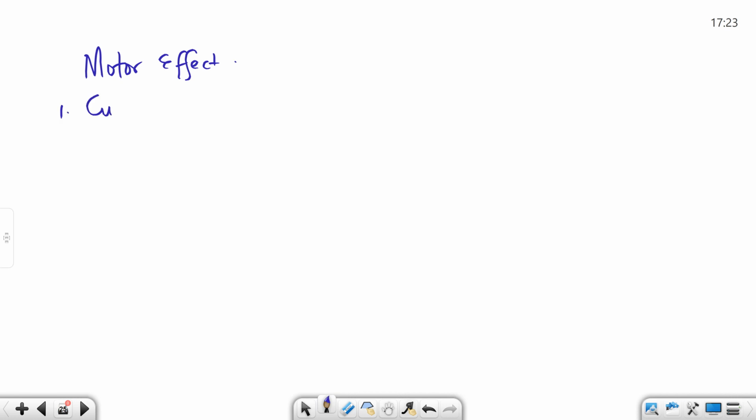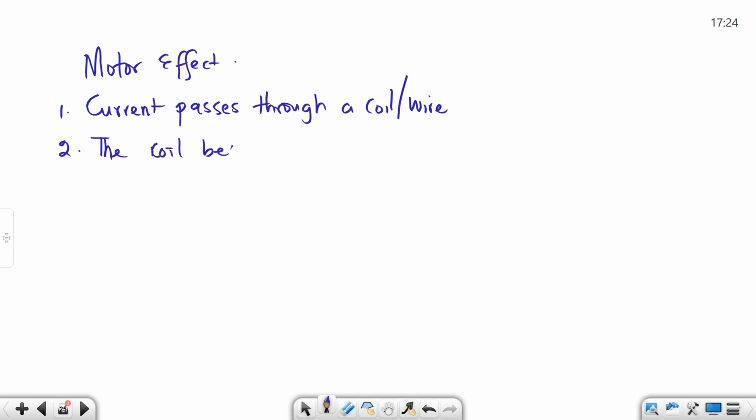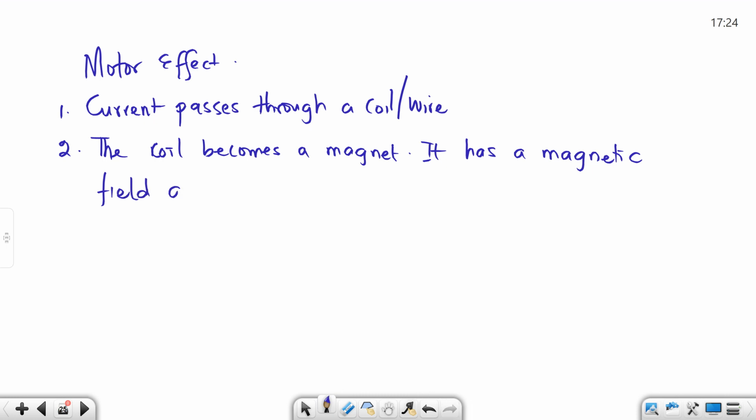I want to give you step by step. Number one, current passes through a coil. When we say a coil, it could also be what? A wire. The wire or the coil becomes what? A magnet. If it becomes a magnet, it means it has a magnetic field around it.